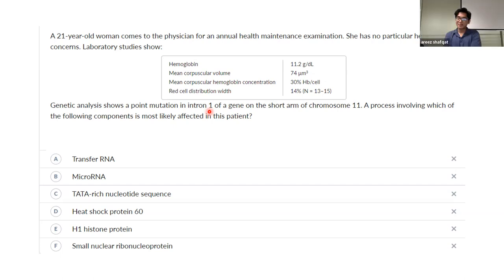So progeria is an abnormality in the nuclear membrane protein lamin A. And that basically causes abnormal nuclear morphology with defective DNA damage repair, with mutations, etc.